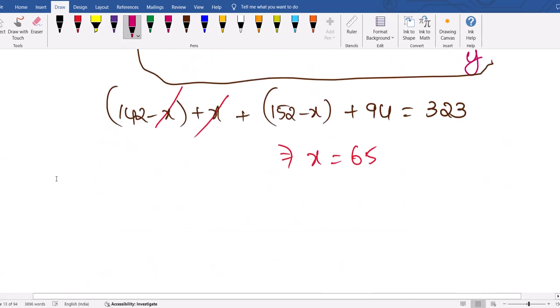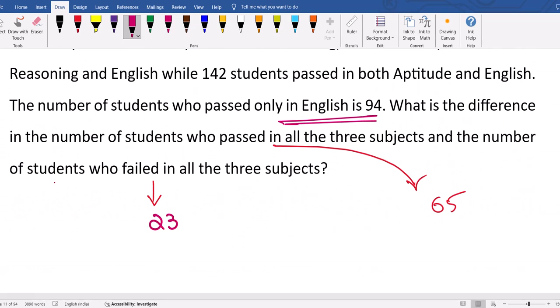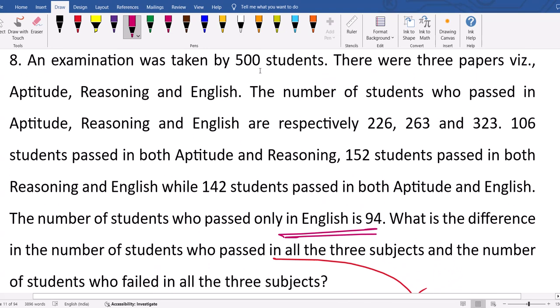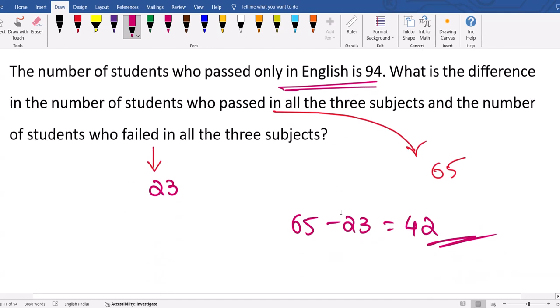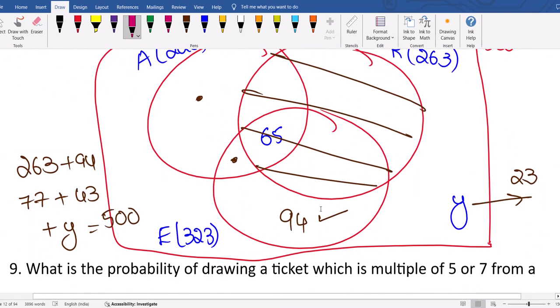So we got all the 3 subjects passed as 65, failed all the 3 as 23. The difference between these two is what the question is about. 42. But see how we are solving that question. Okay, the entire 500 people belong to aptitude, reasoning and English. They gave only English is 94, that is helping us to calculate the x value, all the three. Then using this internal area, what is failed, we are able to calculate next. So the answer is the difference between those two, 42.